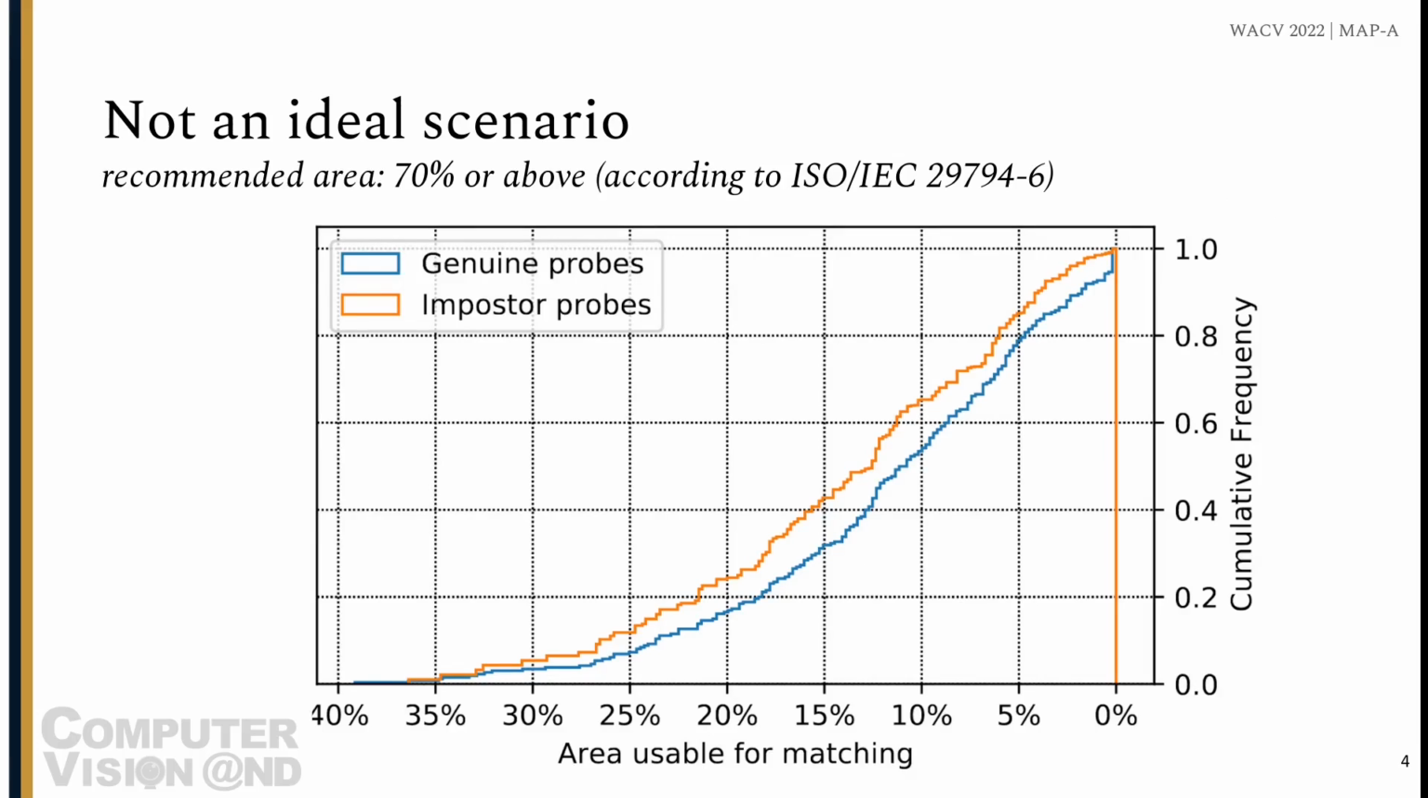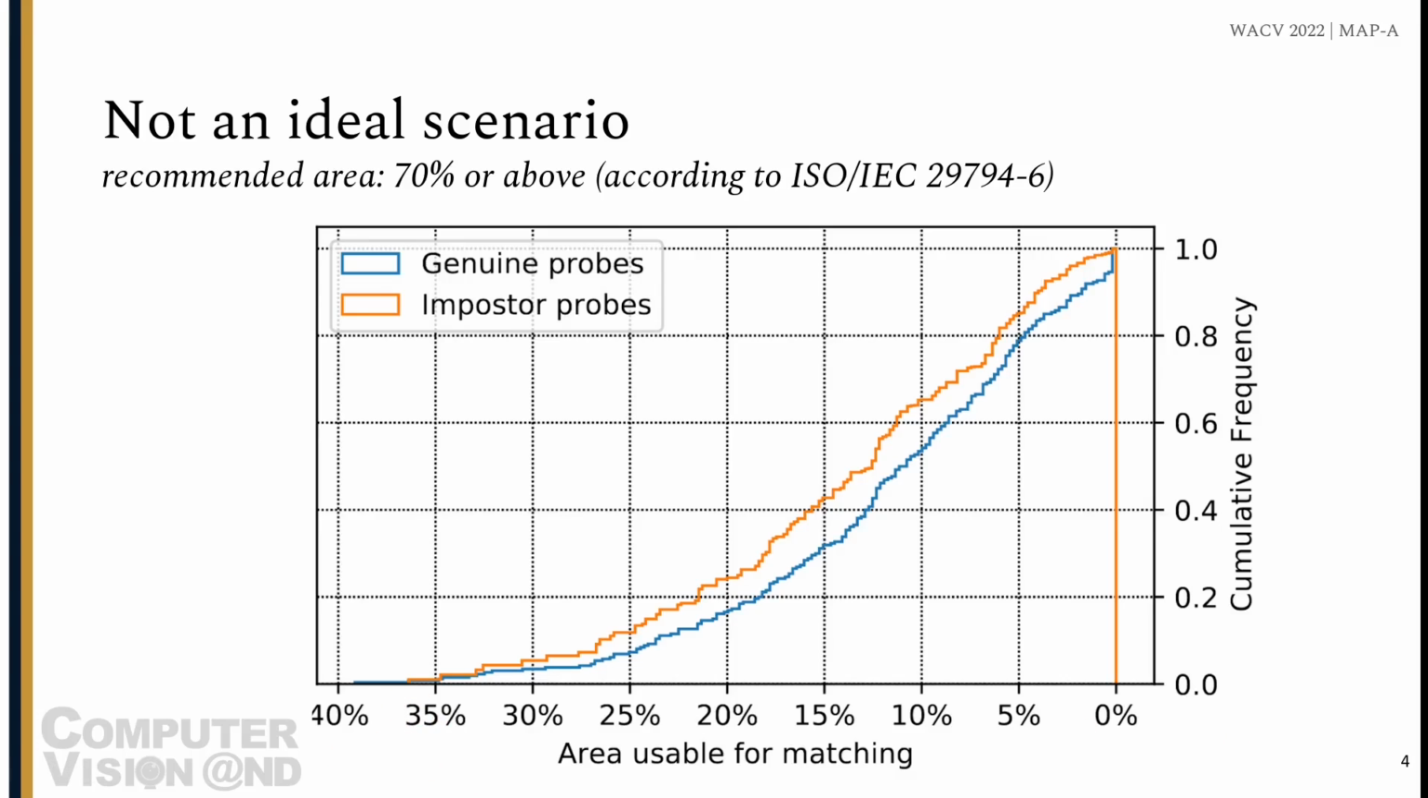The recommended percentage of visible iris by international standards is 70% or above, and these two curves show how much iris texture we actually observe in our example dataset. Most images don't even reach 15% of iris texture that is usable for a match, while almost no sample goes beyond half of the recommended 70%.